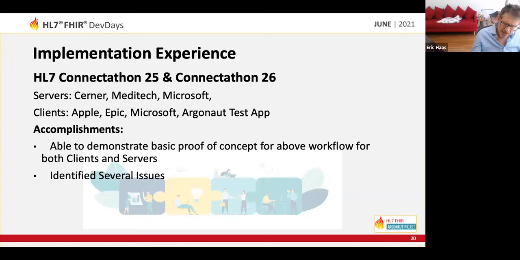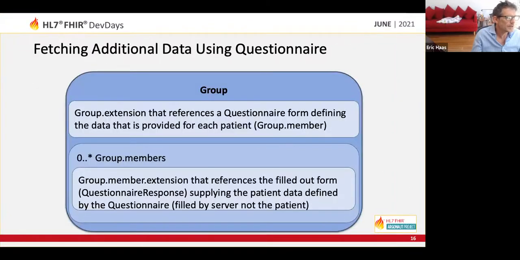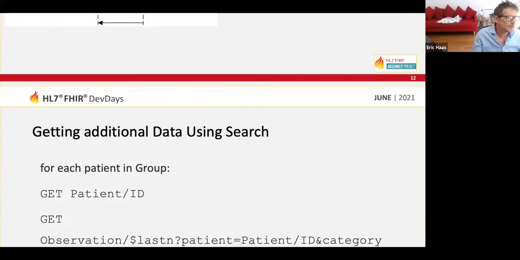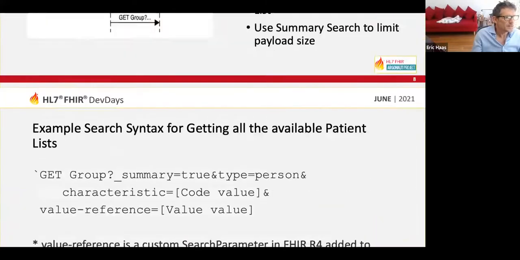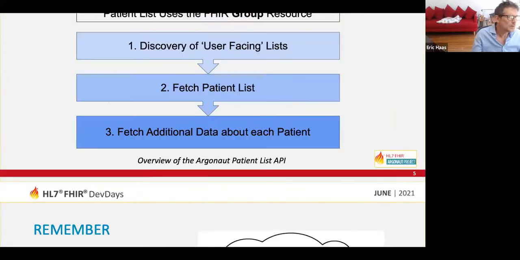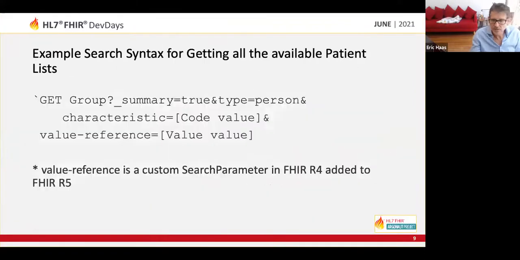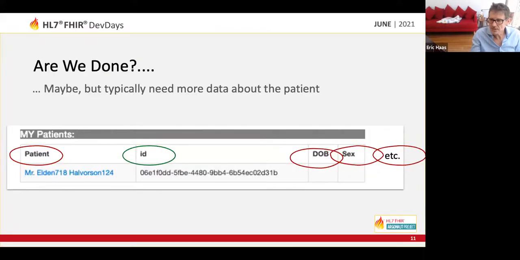Okay, so that's a summary of the backbone of the patient list resource. I'm going to click back, sorry, it takes a little time to get back here. Okay, so that summarizes the overview. We had the 3 steps, and we're going to use a group resource. So where are we, and how far do we get through in the project? Let me see if I can click and get ahead here.